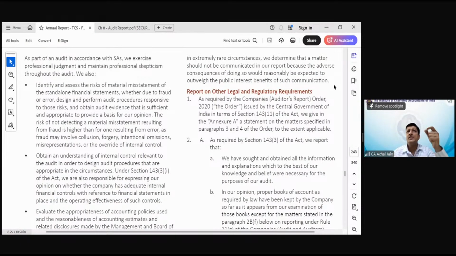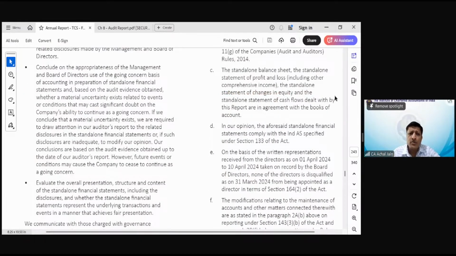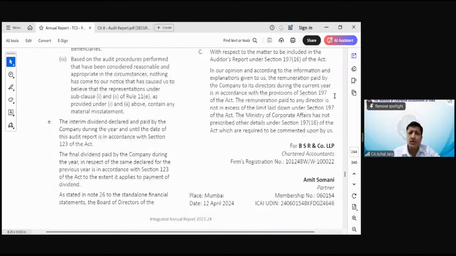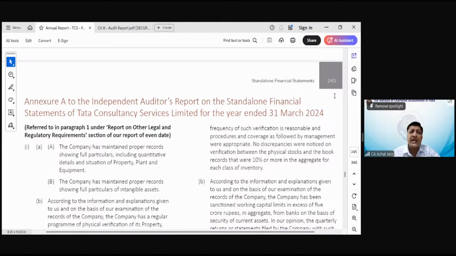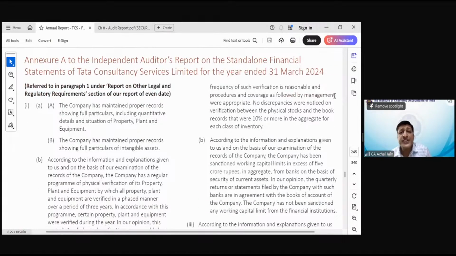So I'll just flip to CARO. We'll not be looking at the pointers of CARO; that is one part we'll cover later. As of now, the idea is just to give you a feel for how this annexure is laid down. After this report, which is continuing, what do you find? There is an Annexure A. Can you see this annexure?